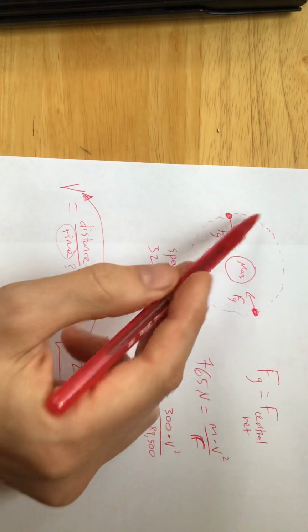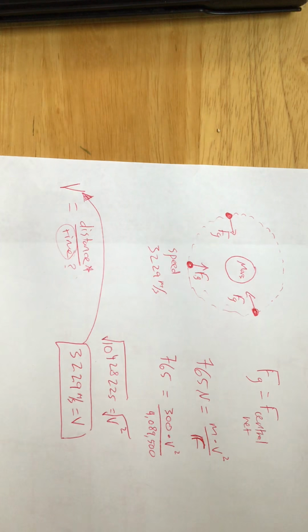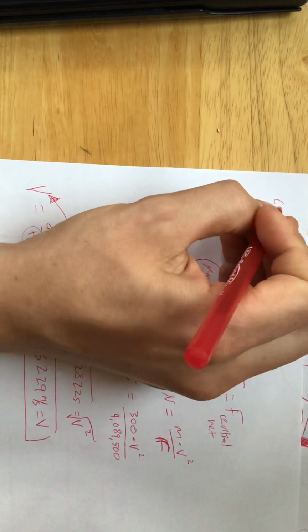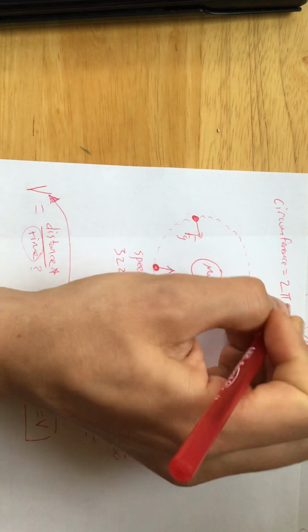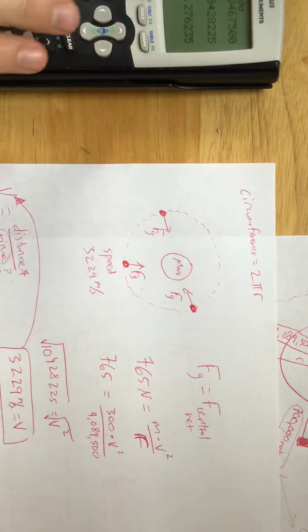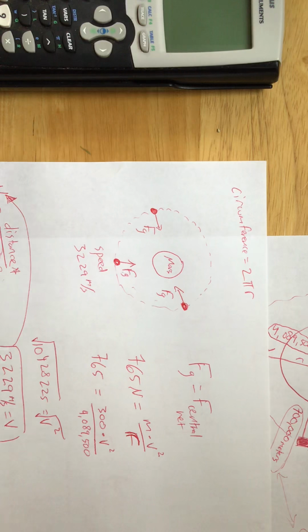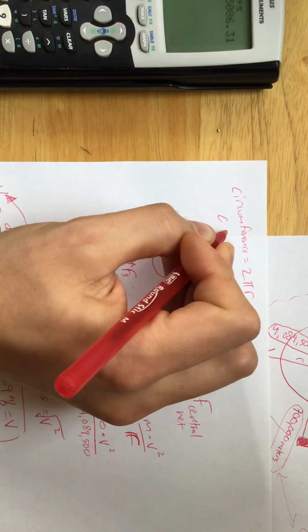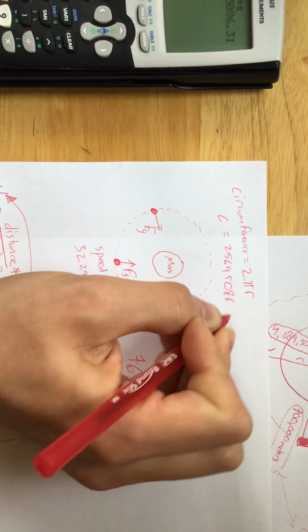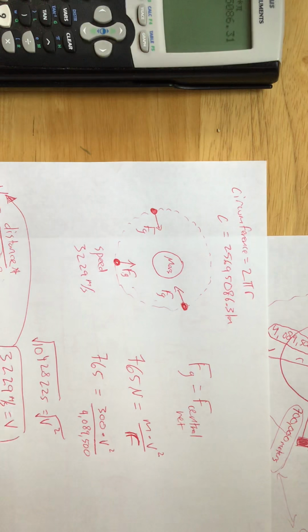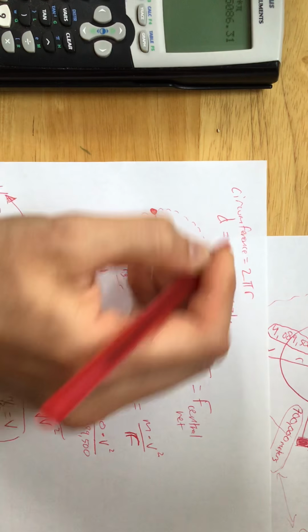Well, the shape that it's going around is a circle. So that distance is actually the circumference. I'm going to find the circumference here. It's equal to 2 times pi times r. So I'll do 2 times 4,089,500 times pi. And I get that the circumference, or the distance, is equal to 25,695,086.31 meters. That's the distance that I'm going to put here.